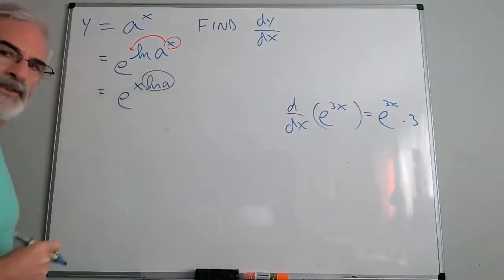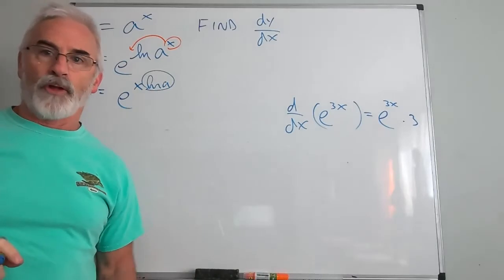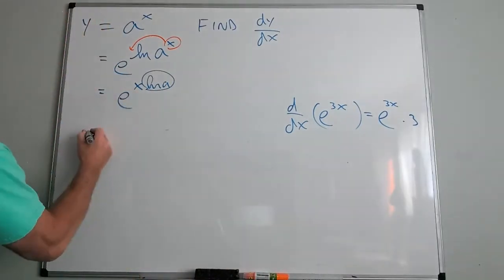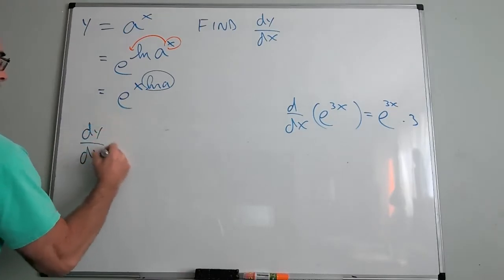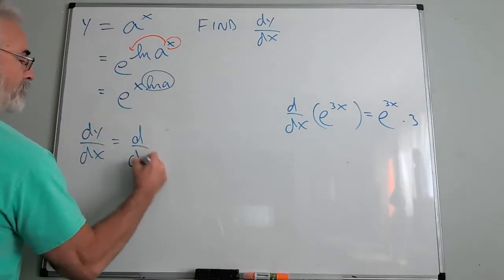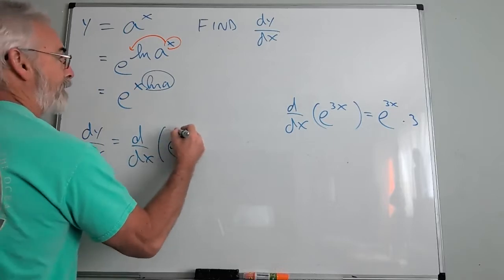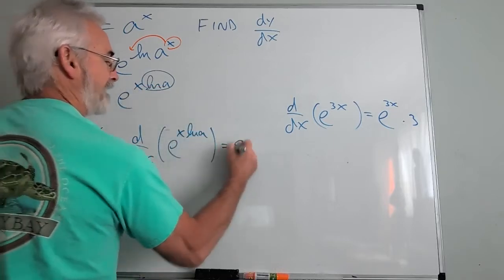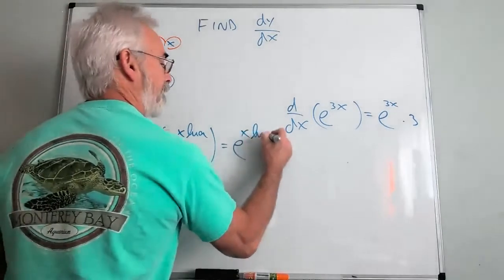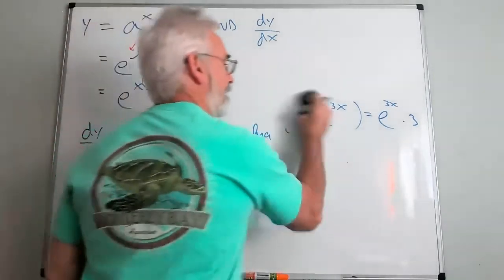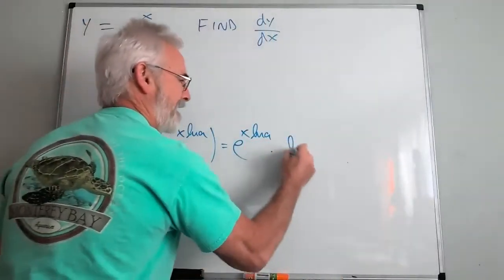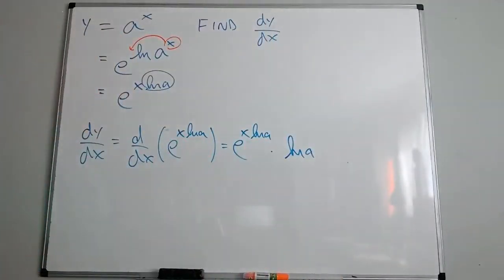Well, log a is just a constant, right? Log 2, log 10, log whatever. Oh, so dy dx, which is of course the derivative of e to the x log a, is e to the x log a times log a. Log a is my chain rule factor. It's the constant.